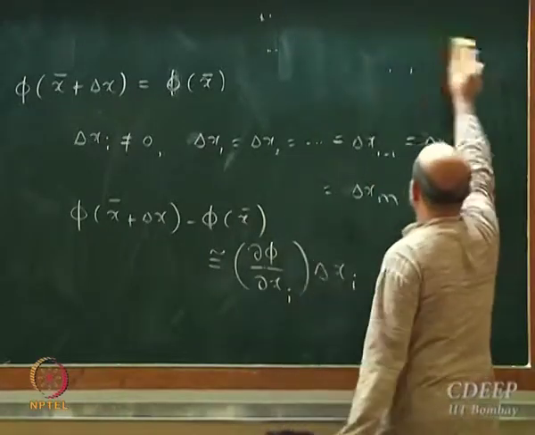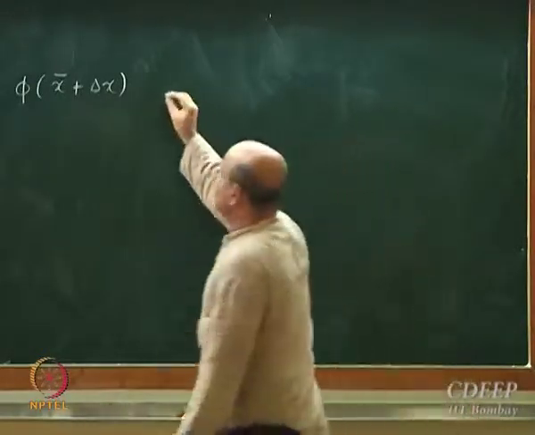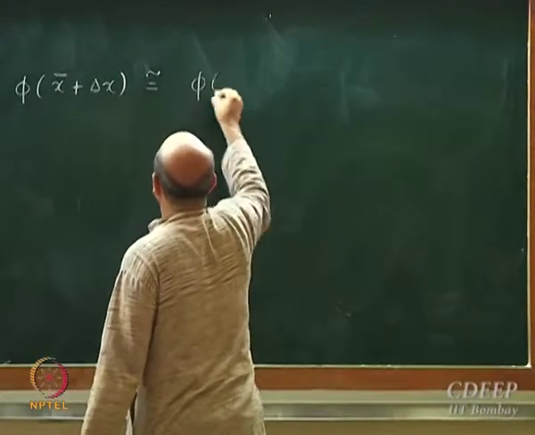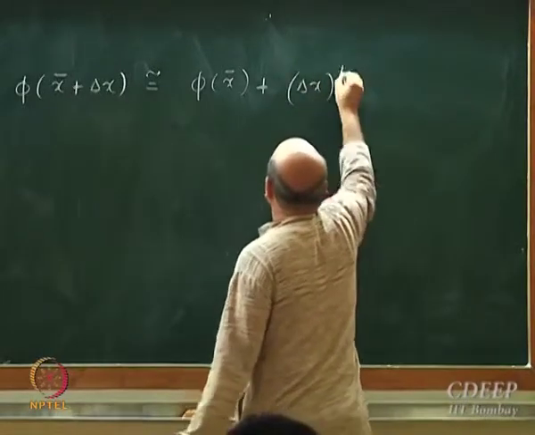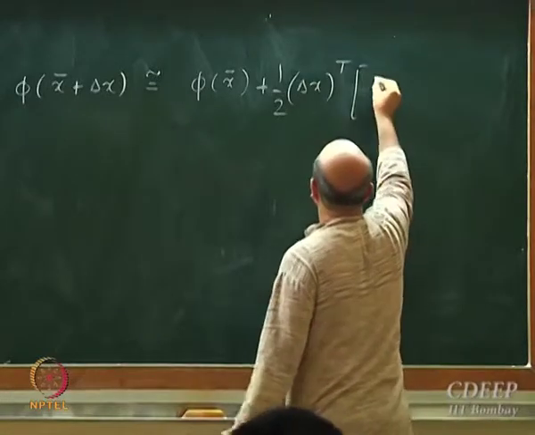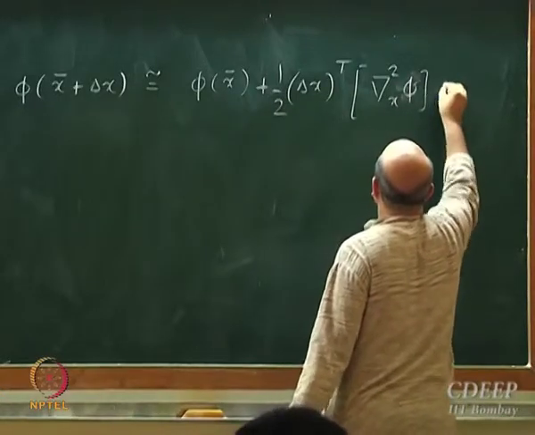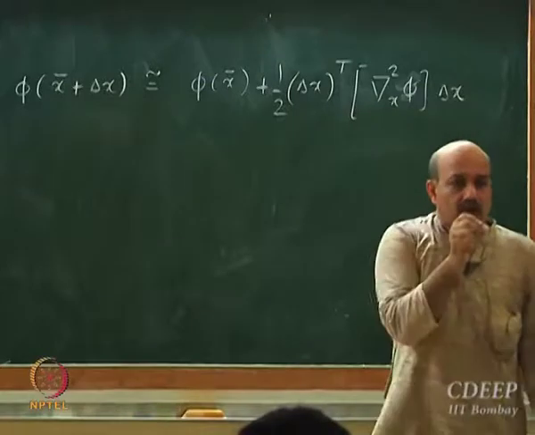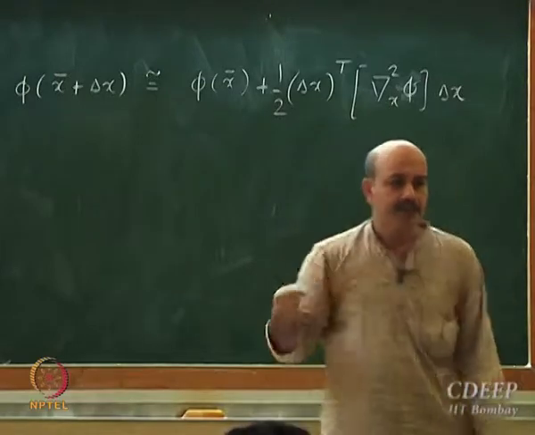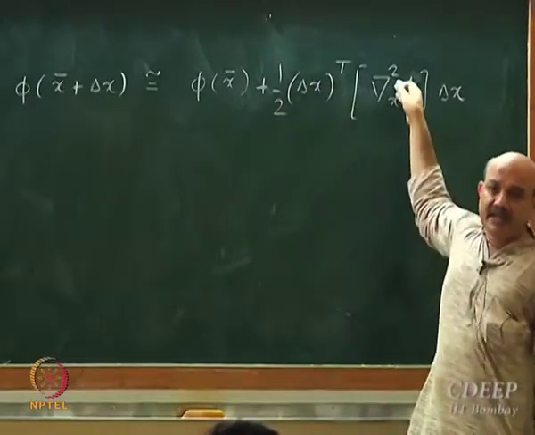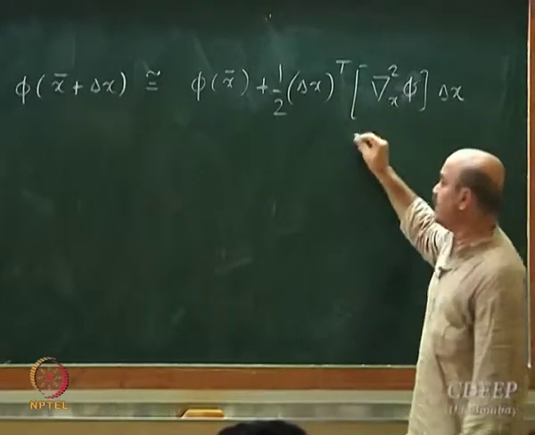So at the optimum, the first derivative is zero, so this is governed by phi of x bar plus delta x transpose, half, into del square x phi, delta x. What will govern the local behavior of the function in the neighborhood of the optimum point? The first derivative is 0, so look at the second derivative. The second derivative is delta x transpose times phi x, this Hessian matrix.